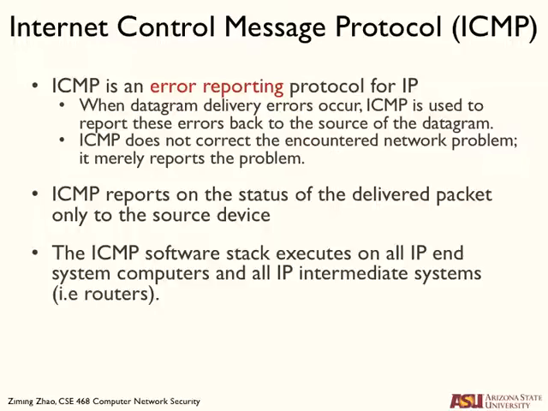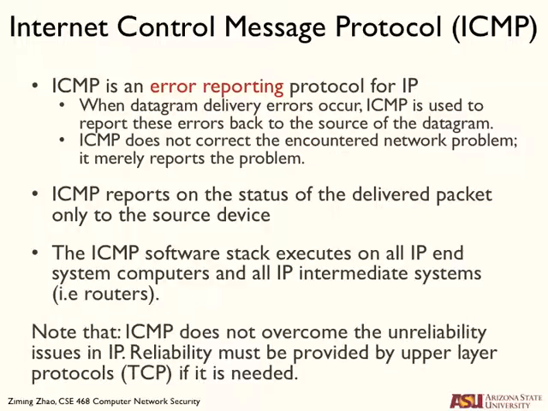All the systems we are using right now, including our host systems and also our routers, implement ICMP. They use this to report all kinds of errors going on in the network, and also send out control messages. So it's very important here: ICMP doesn't really overcome the unreliability issues in IP. It reports that there is an error, but it doesn't fix it. So it is up to the upper layer protocol, for example, TCP, to fix that.